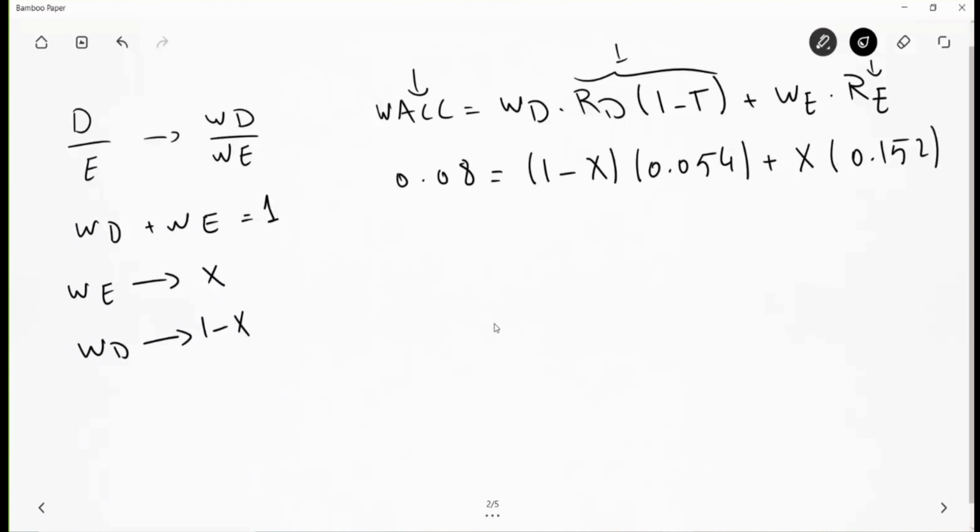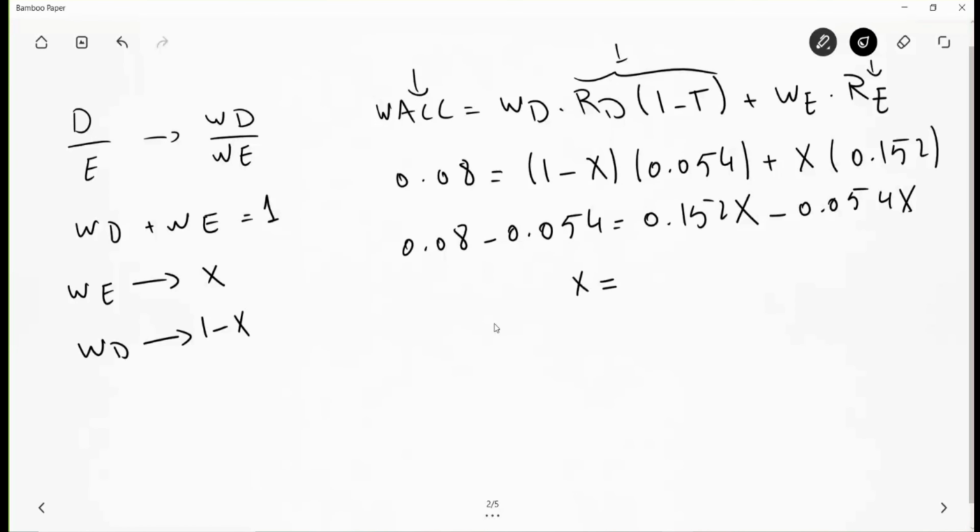So I have 0.08 minus 0.054 is equal to 0.152x minus 0.054x. So here I can find that x is equal to 26.53%.